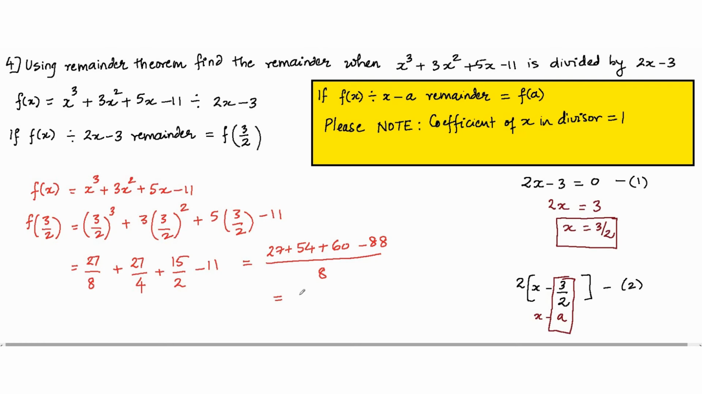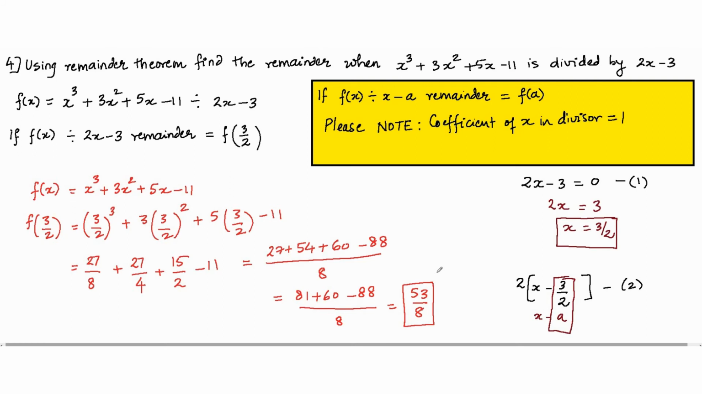So this becomes 81 plus 60 minus 88, the whole divided by 8. And therefore this becomes negative 7 plus 60, which is 53 upon 8. Therefore the remainder is going to be 53 upon 8.